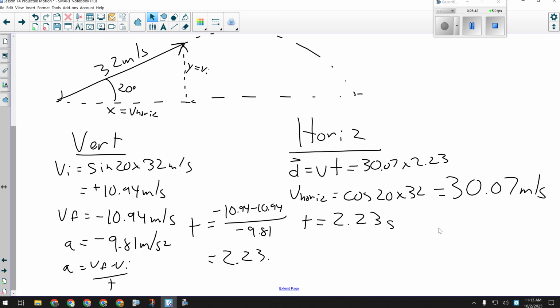All right, that's the first part of this question. It wants to know how far across the riverbed. But the second part of this question is, what's the maximum height above the riverbed of the General Lee?